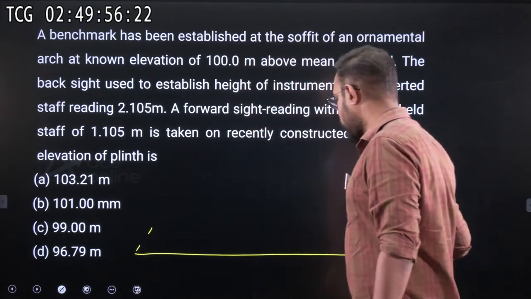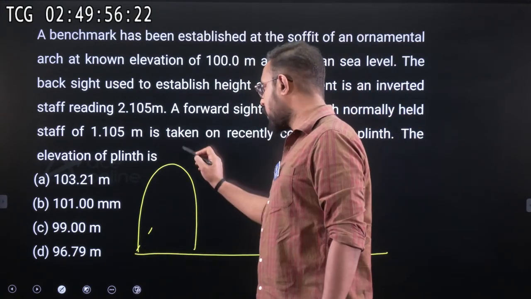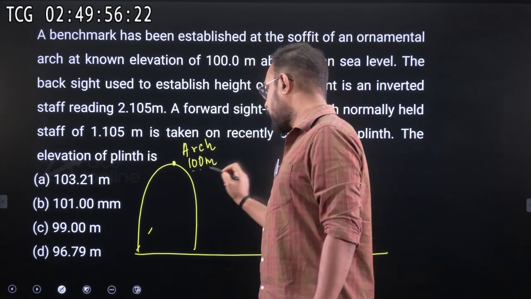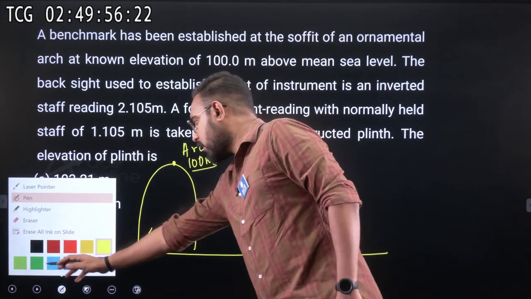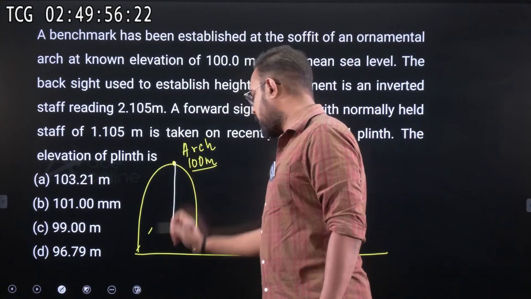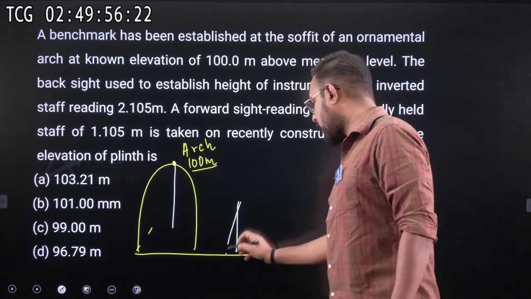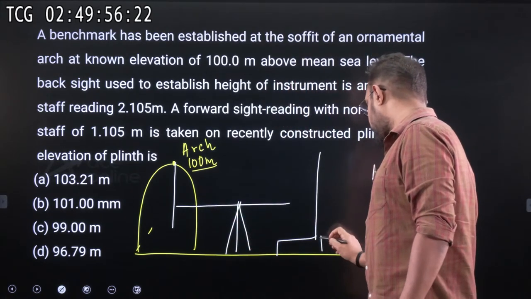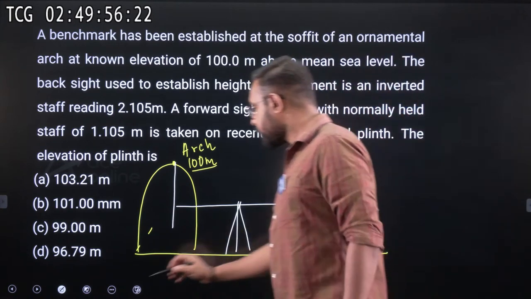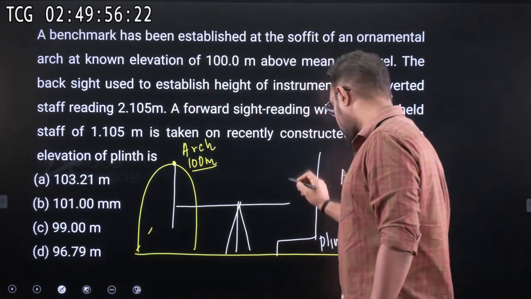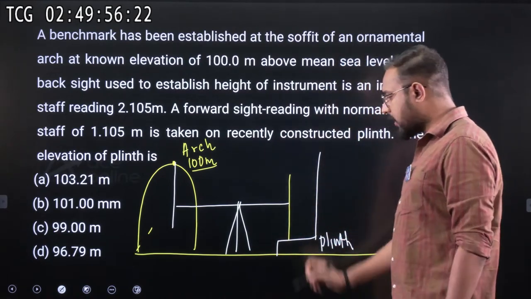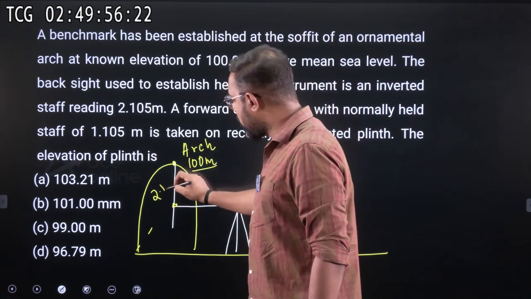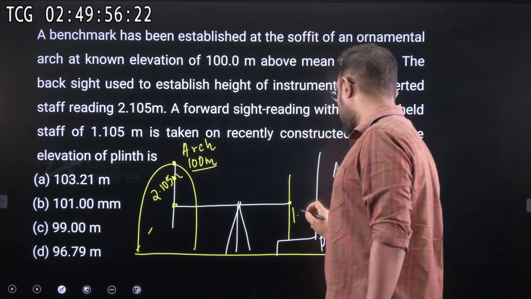So I will just try and draw a small figure here. This is our arch. On the arch, the reading is 100 meters. That is our benchmark. Next, for the height of the instrument and the backside, I have taken an inverted staff reading here. This is our inverted staff reading. Then here there is a plinth, this is our plinth level. On the plinth there is a leveling staff. This leveling staff reading is the correct staff reading. So this is 2.105 meter, this is 1.105 meter.